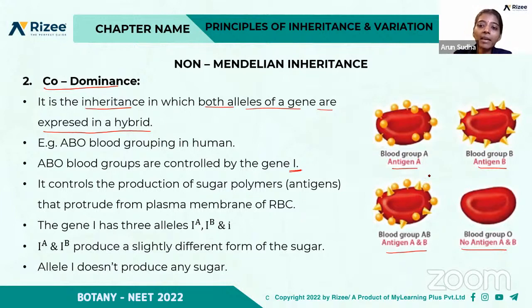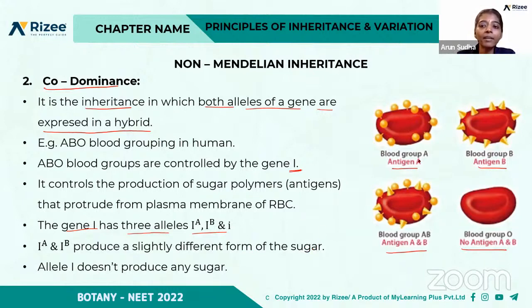Each and every blood group has sugar residues. This gene I controls the production of sugar polymers. That is, they have some antigens in the plasma membrane of the RBC. This plasma membrane of the RBC contains some sugar residues which are responsible for the difference in antigen A or antigen B. So this gene I actually has 3 alleles, which are represented as IA, IB and i. IA and IB produce a slightly different form of the sugar.